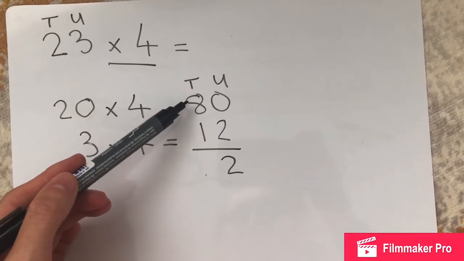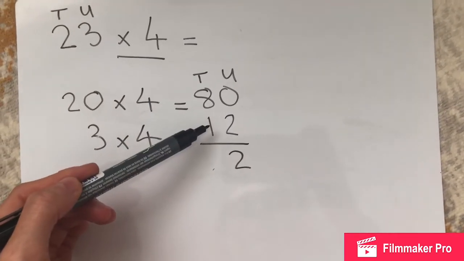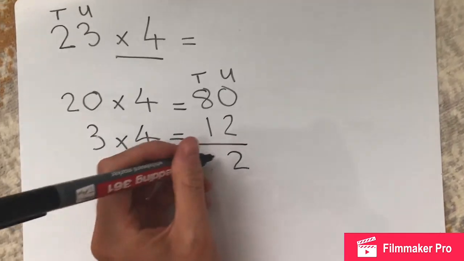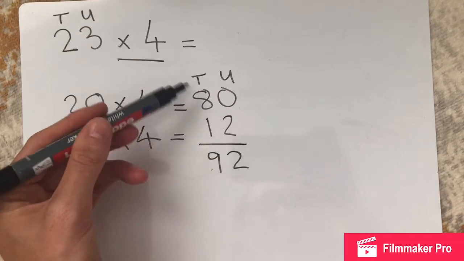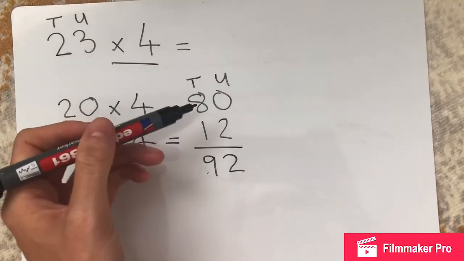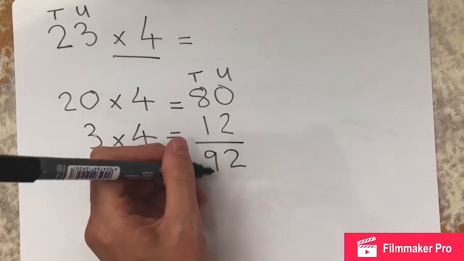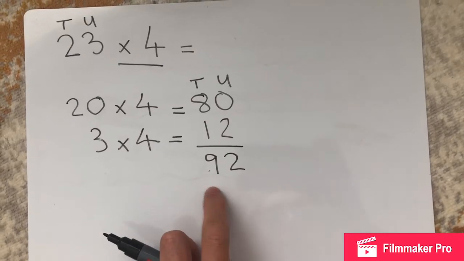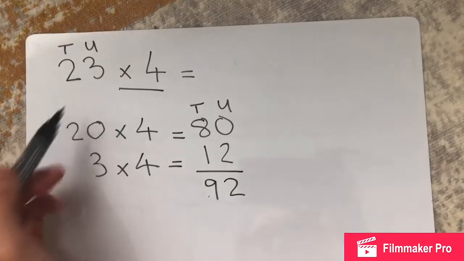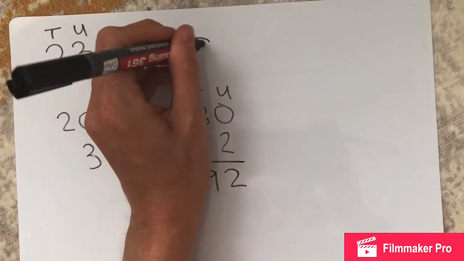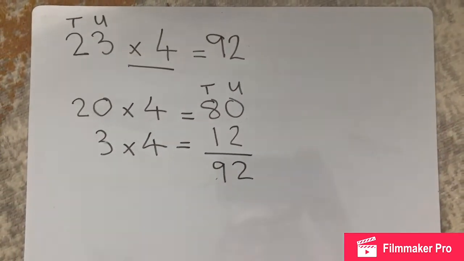Now we're not just doing 8 add 1, because we know that is 9. We're actually doing 80 add 10, because it's our tens, isn't it? So 80 add 10 is 90. So that's why I've got my 9 tens, 90. And that's it. We found the answer. 23 times 4 is 92.